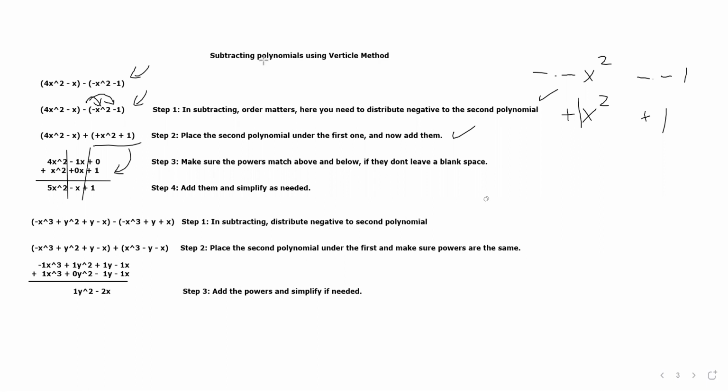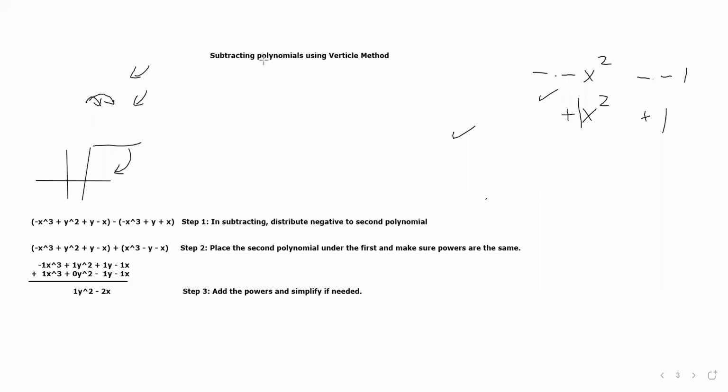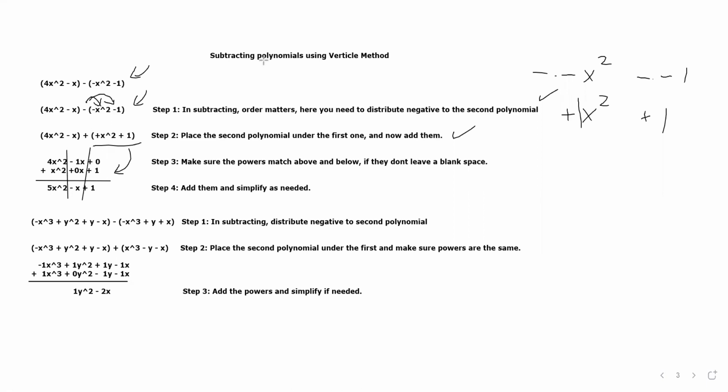Then we have 0 plus 1, right? And again, anything you add 0 to, you're going to get the same thing that you started with. So 1, right? And that leaves me with my final, which is 5x squared minus x plus 1.